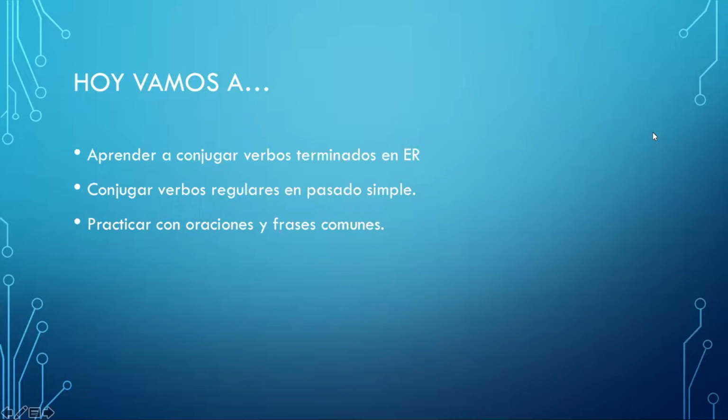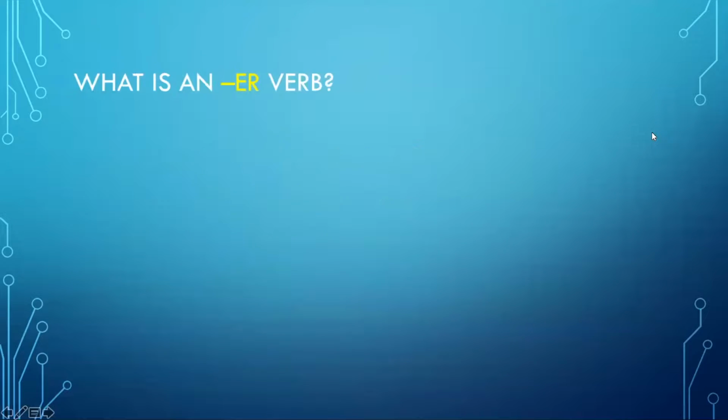Hoy vamos a aprender a conjugar verbos terminados en ER, conjugar verbos regulares en pasado simple y practicar con oraciones y frases comunes. So as you can see, we are going to practice and learn a lot about these ER verbs. But what is an ER verb? It is any verb ending in ER. We have some examples that you're going to see today, and we are going to use those examples to practice what we learn.